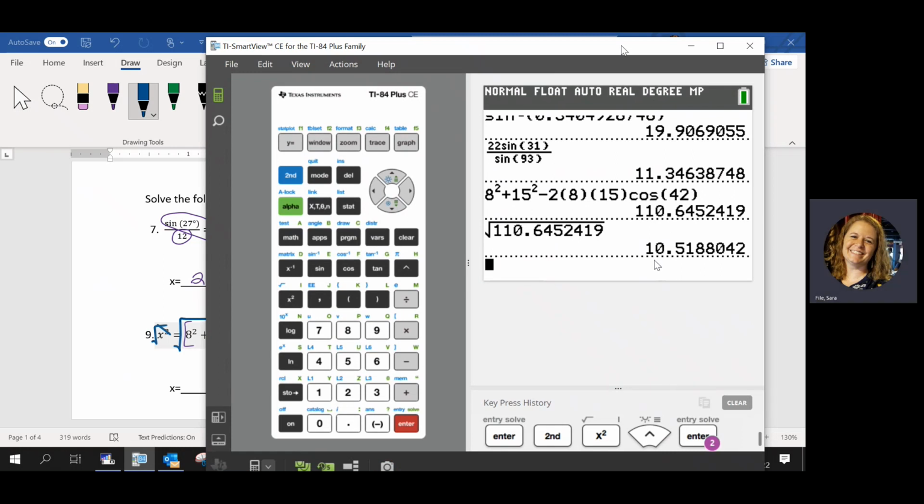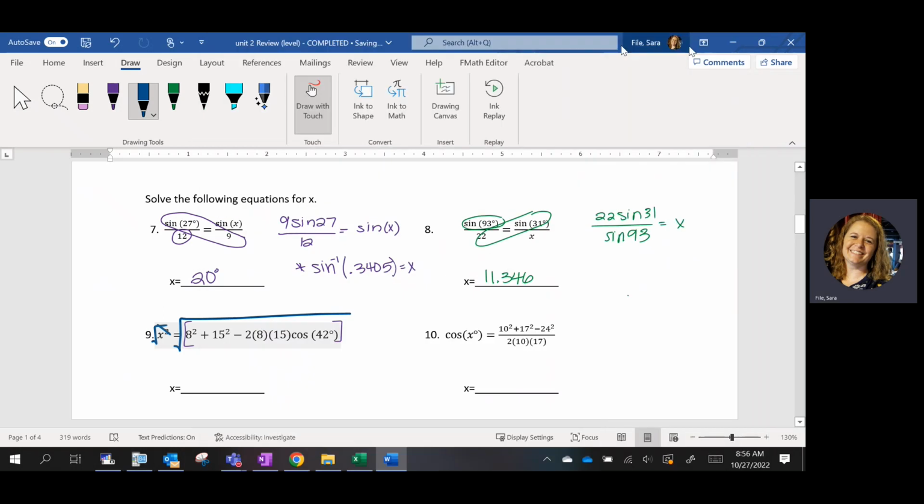So it's a side length. So again, to the thousandths, what is this going to be to the thousandths? 519. Good. The 8 is going to round this 8 up. 10.519.